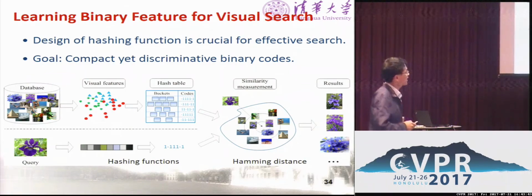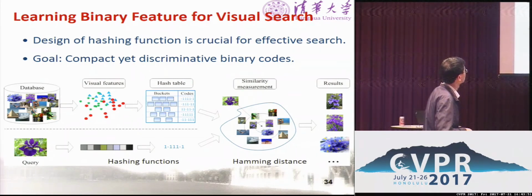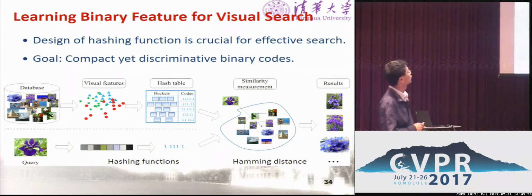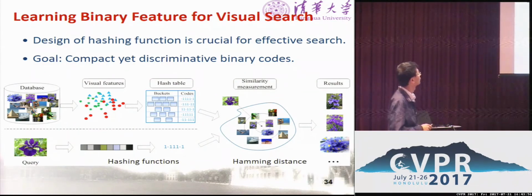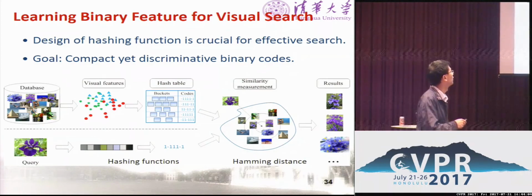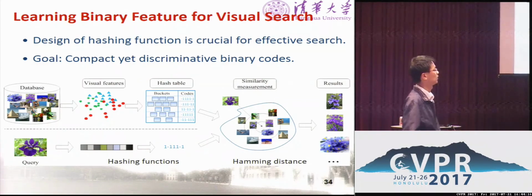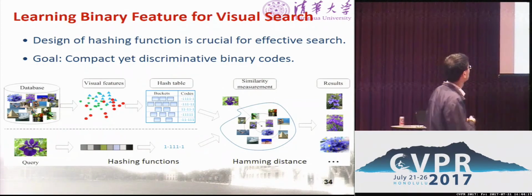Previously, in this large scale search, the design of the hashing function is also very important for effective search. The key goal of this method is to get compact yet discriminative binary code. For example, here we have some datasets. For each image, we can get feature representations, and then we can get a hash table. With this hash table, we can encode the whole image as a binary code. So for this query image, we use this hash code to encode it as a binary code, and then we can do the similarity search based on the Hamming distance. We can get the searching result.